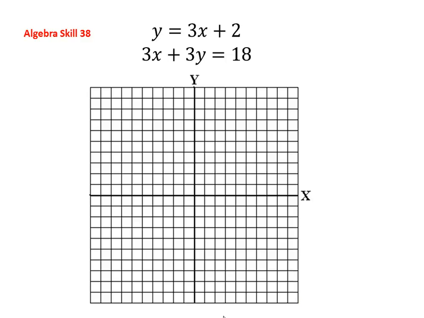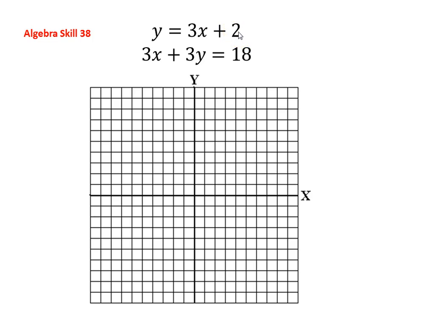On the screen I have Algebra Skill 38, where we are supposed to solve this system of equations by graphing. So we have the first equation here, y equals 3x plus 2, which is in slope-intercept form, and if an equation is in slope-intercept form, we can graph that equation by using the y-intercept and the slope. And by looking at this equation here, I know that the y-intercept of this equation is 2, because y equals mx plus b, where 2 is in place of b, so 2 is the y-intercept.